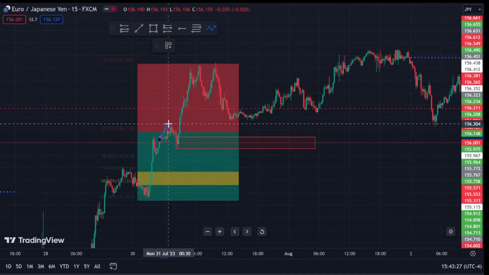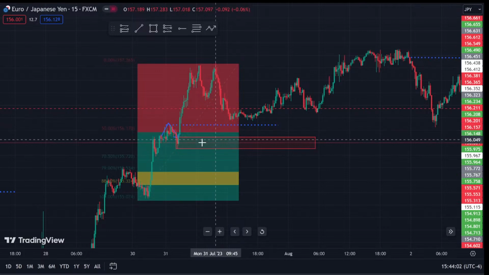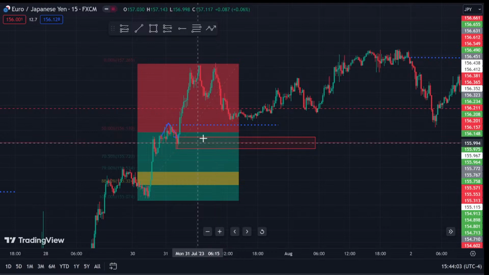Because if it is not there, there will be no resistance or support, because this one will work as our support, because the market will be passing through, going down. So there will be no support for this market or for your zone. If the zone doesn't have support, it means the zone itself will be the support.